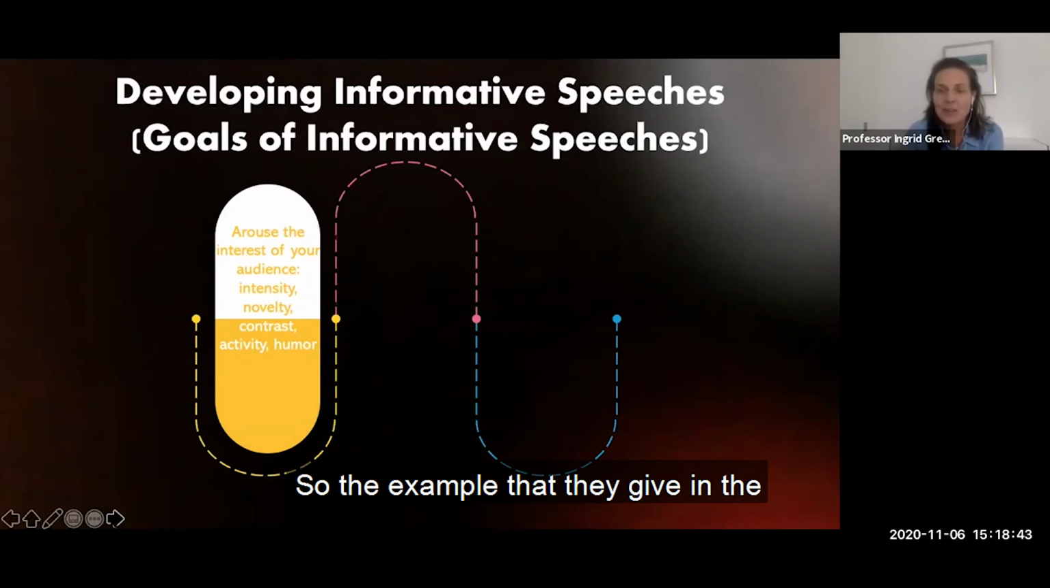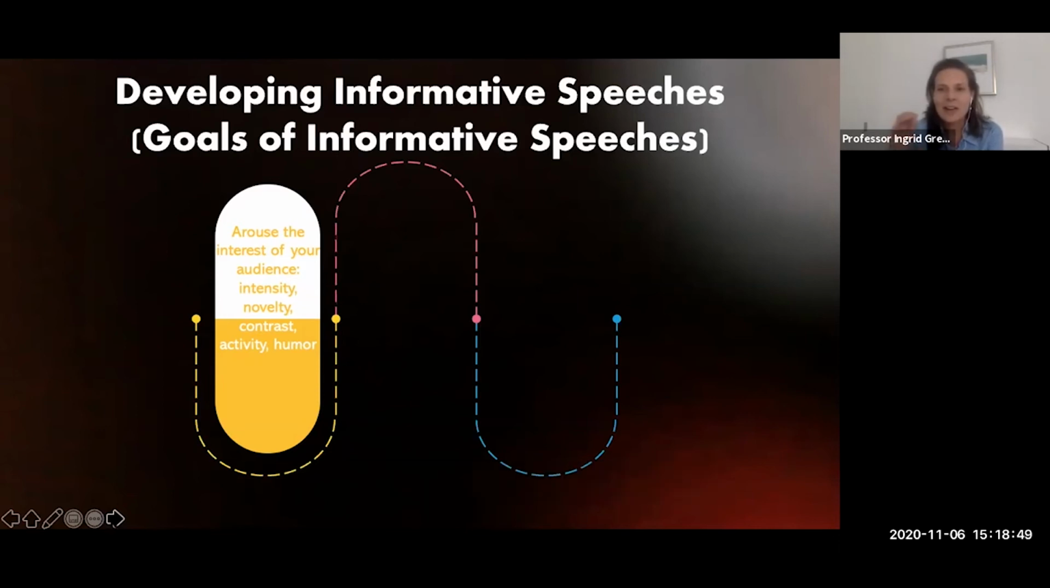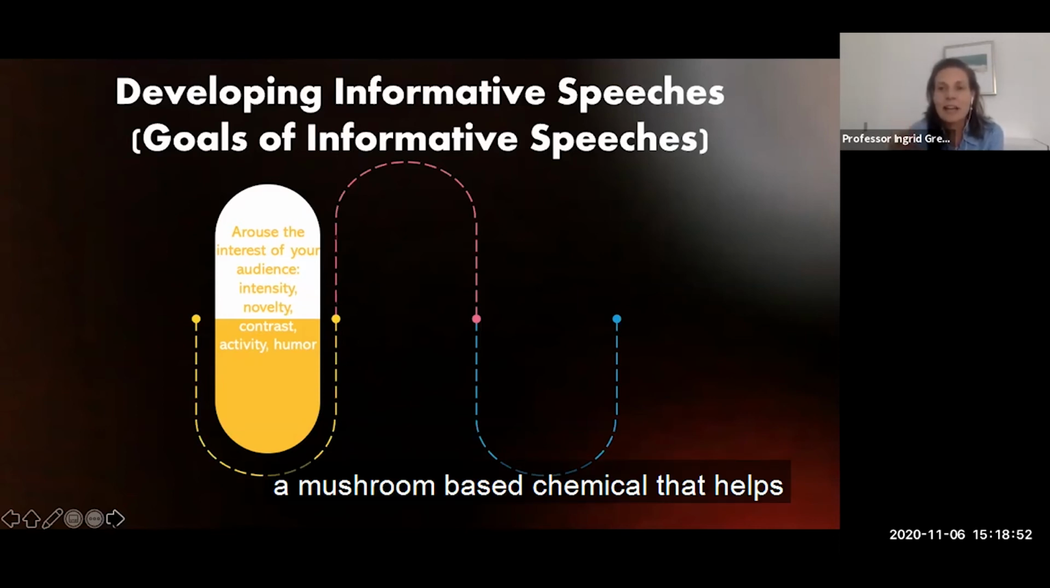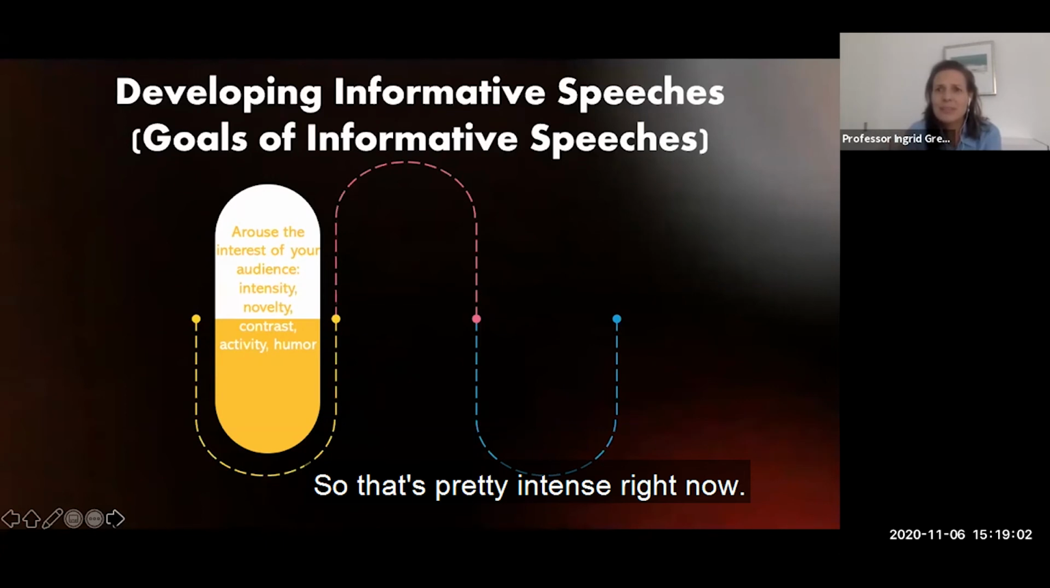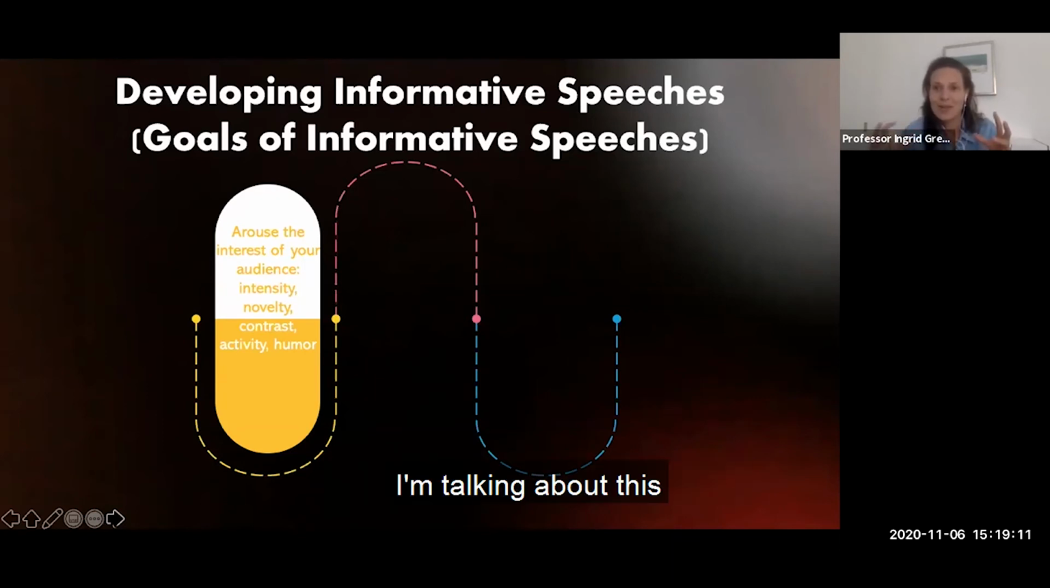So the example that they give in the book is something that could be intense is talking about a mushroom-based chemical that helps decompose a body when someone dies above the earth, as opposed to putting these harsh chemicals on the body when it goes below the earth. So that's pretty intense, right? Now we're talking about death, we're talking about chemicals, we're talking about dead bodies. Oh my gosh, I'm really grabbing your attention, right? If I'm talking about this mushroom-based process.